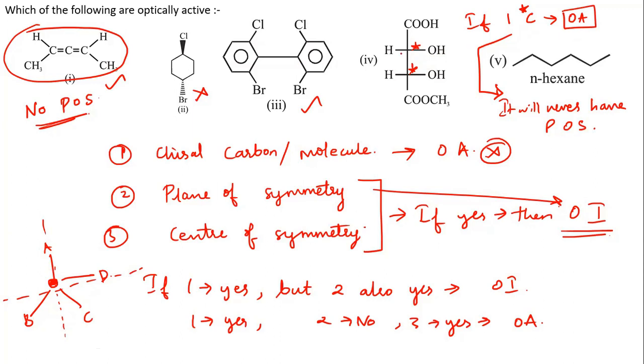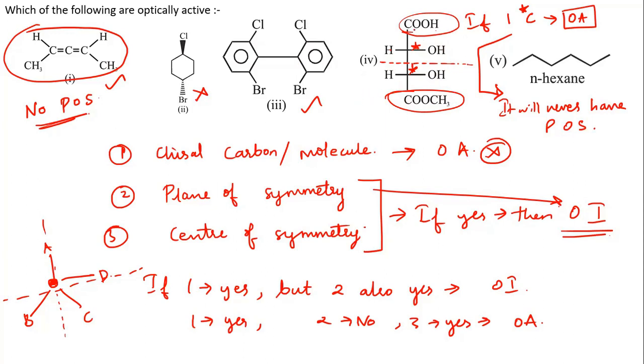We can have a plane of symmetry. Let's check this. When we go with the horizontal plane, one above and one below, we have H, OH, H, OH, similar. We may think this is symmetrical, but you see this group here is COOH, but this group here is COOCH3. So different. When we cut this into the horizontal plane, we don't have a plane of symmetry.